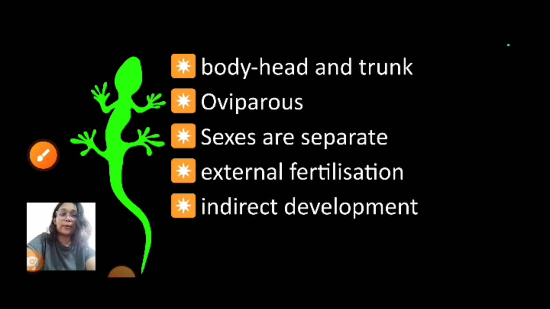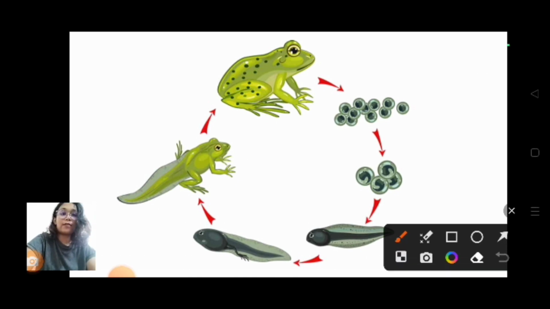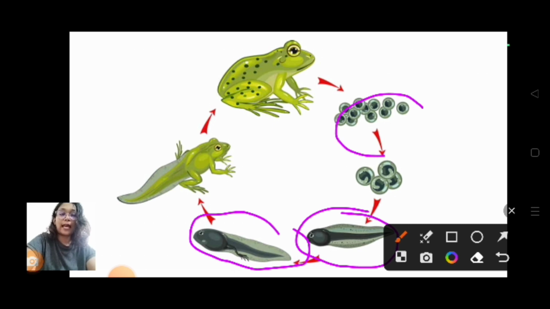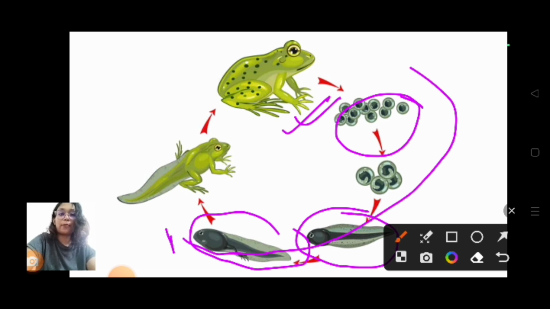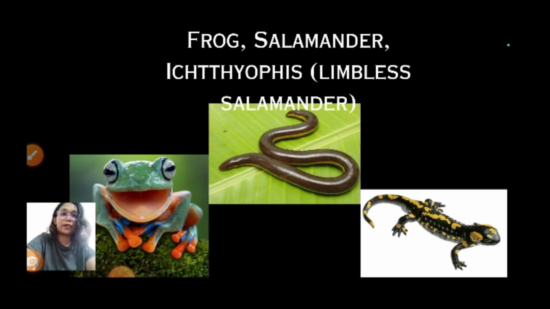Understood these points? So in indirect development we will see there is some larval stage, this tadpole stage. These are the eggs of a frog. So there is indirect development taking place. So this is the life cycle of a frog. Then moving on to the next slide.